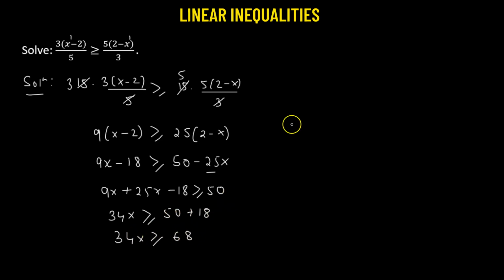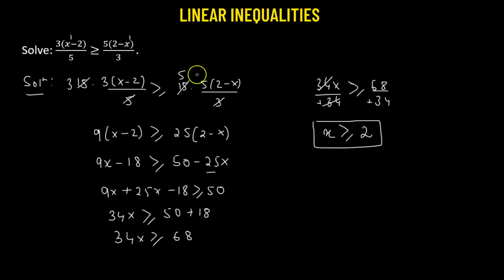Now we want to isolate the value of x. All we have to do is divide both sides of the inequality with 34. We want to get rid of the coefficient of x. So this will be 68 over 34. Again, we have to be careful when dividing with a number because division flips the sign if it is negative. In our case, we have a positive 34, so this is not going to change the sign of the inequality. So 34 and 34 go away, and we have x greater than or equals to 2. This is going to be our solution to the given linear inequation.